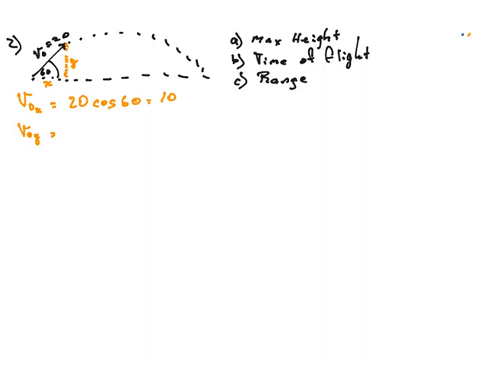What about the y? Same thing. The y side, that side is opposite to the angle. SOHCAHTOA says opposite goes with sine. So it's 20 times the sine of 60, which is 17.32. Now that that's done, all the information in this problem is going to be in x and y directions. Now I can start. Let's look at the maximum height.